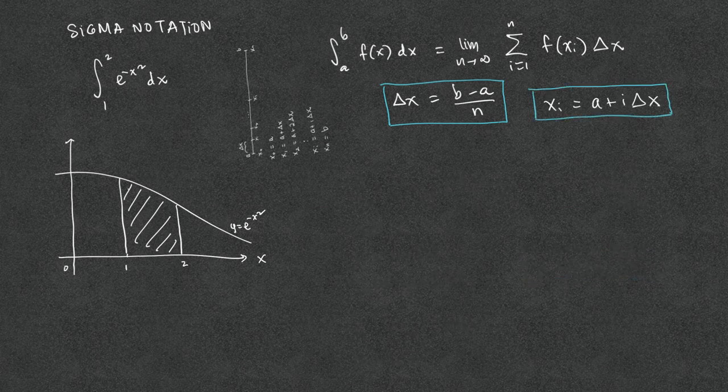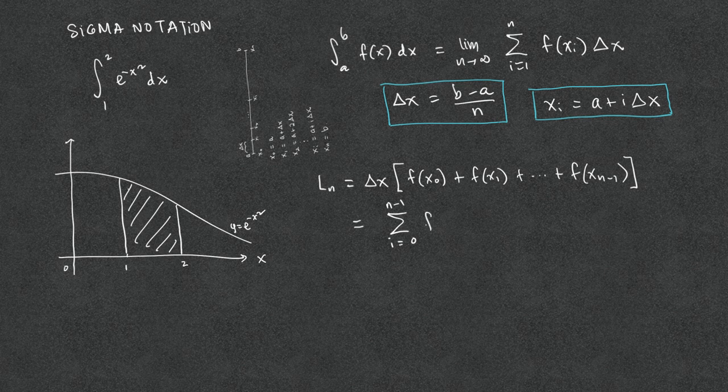If we were to use the left sum, then we use the height on the left-hand side of the first subinterval, the height on the left-hand side of the second subinterval, and the height on the left-hand side of the last subinterval. Thus, the left sum is the sum as i goes from 0 to n minus 1 of f of xi times delta x, where f of xi is f of a plus i delta x.